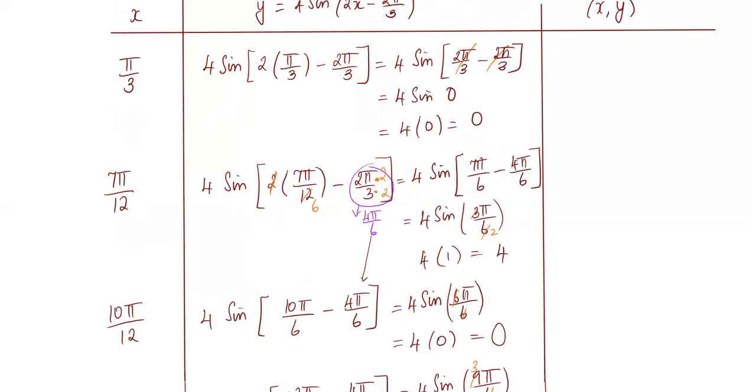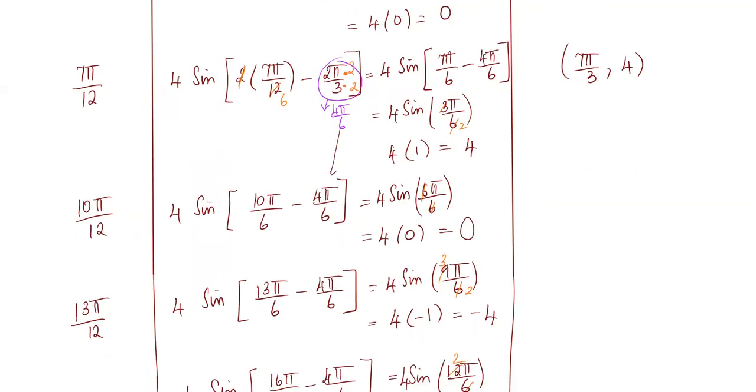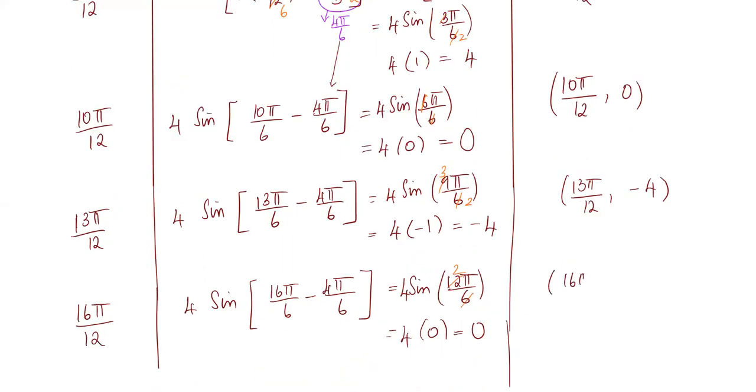Now I'll come back here and collect all these coordinates. Pi over 3, comma 0. 7 pi over 12, comma 4. Again, look at your y values. You're looking for patterns all the time. So it's 0, 4, 0, negative 4, 0. So that's really, really promising. I'll put a 3 here. It should be a 12. I'm not sure where I got the 3 from. 13 pi over 12, comma negative 4. And lastly, 16 pi over 12, comma 0.